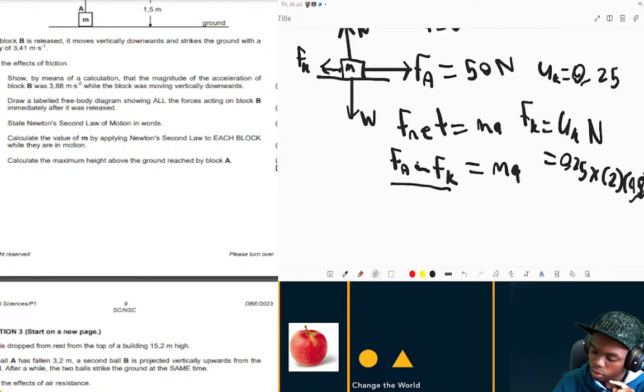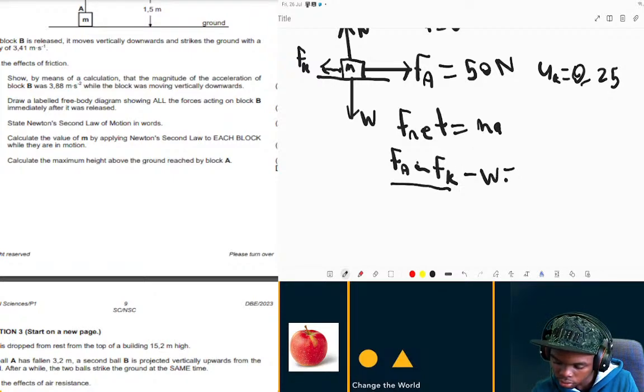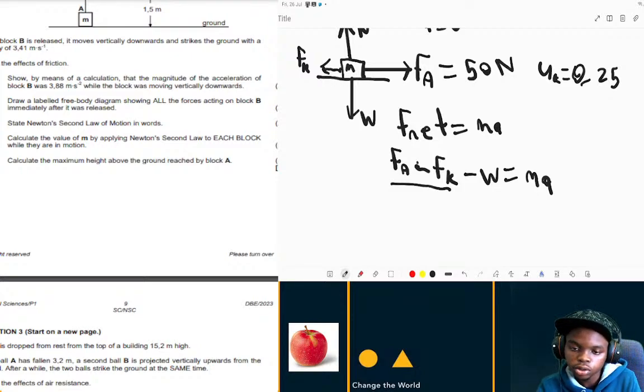Now what I'm trying to explain is that you don't do this. You don't say, okay, Fa minus Fk, and then decide to say minus weight equals ma. If you do this, we're like, okay, where is the weight? Do you see any weight force on your vertical side? If not, why do you put it?